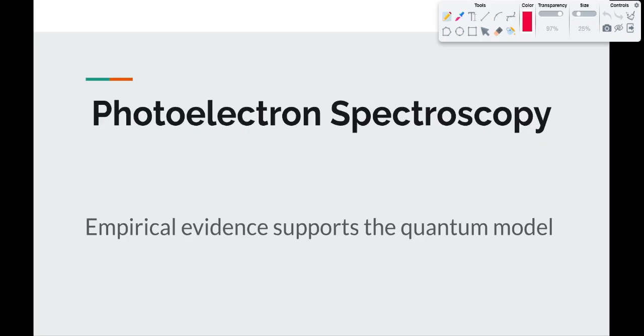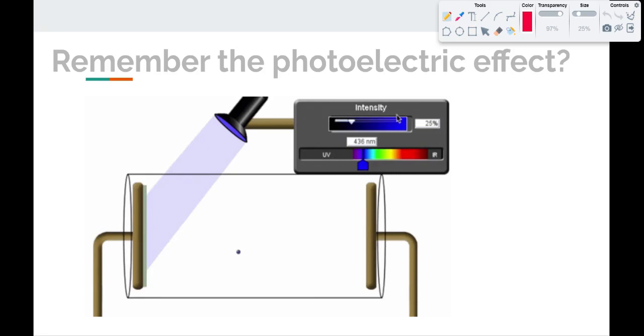This video is about photoelectron spectroscopy, which is a method that provides some empirical evidence that supports the quantum model and gives insight into the fact that shells have subshells. Remember the photoelectric effect?